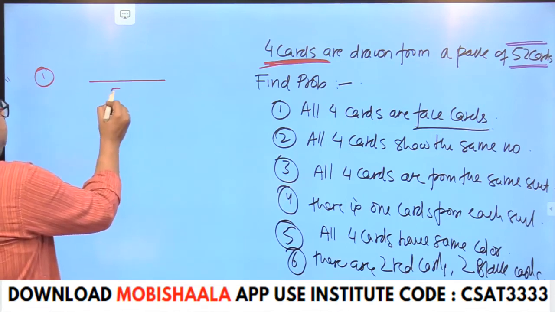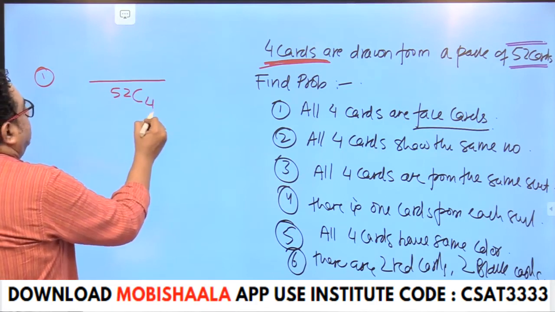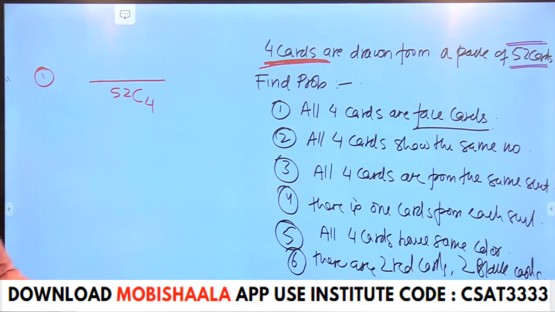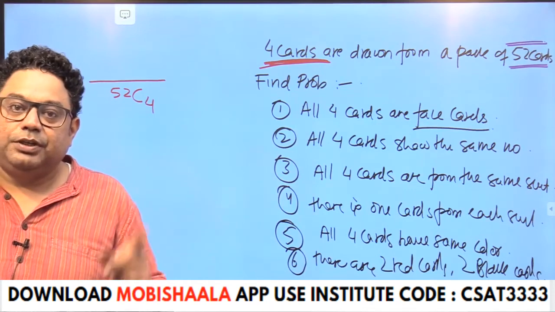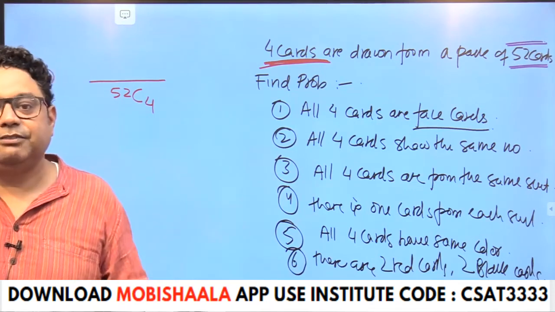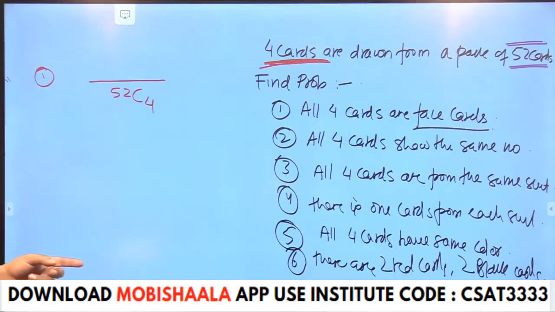So total number of ways, 52C4. Equally likely cases: 4 cards from 52 cards, 52C4. You want an explanation? Please go back and just revise permutation and combinations once.